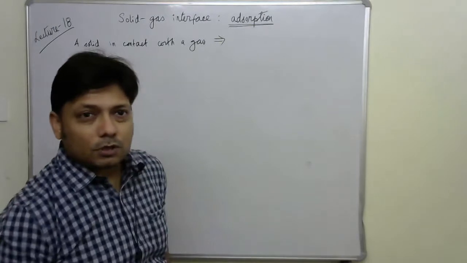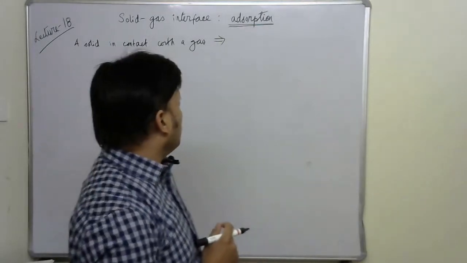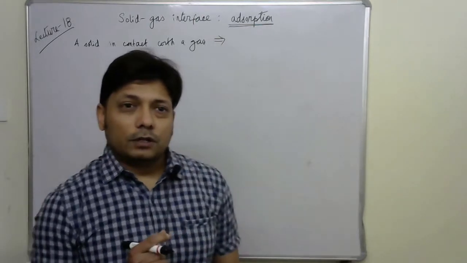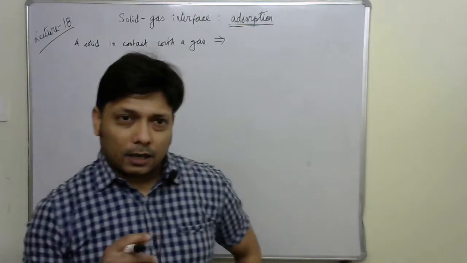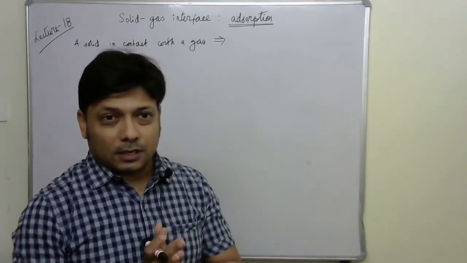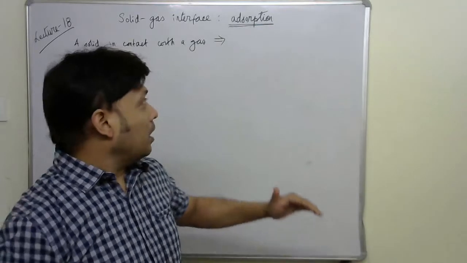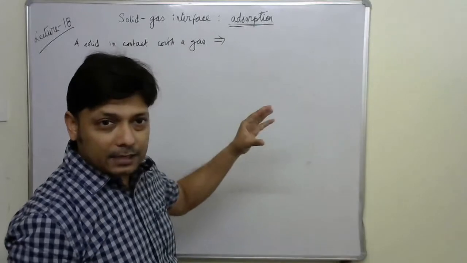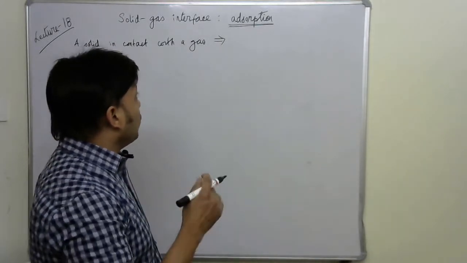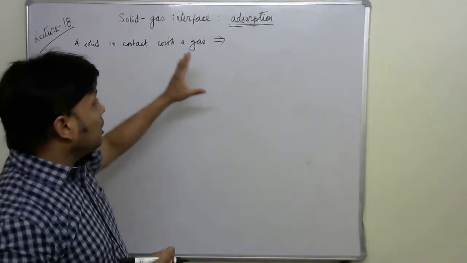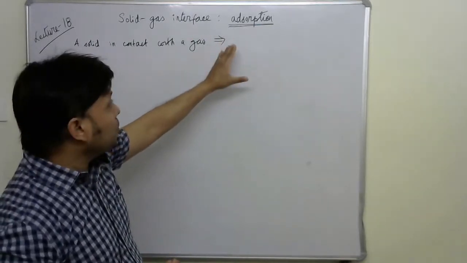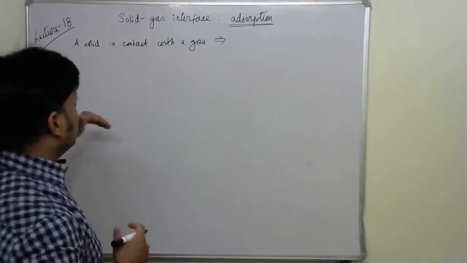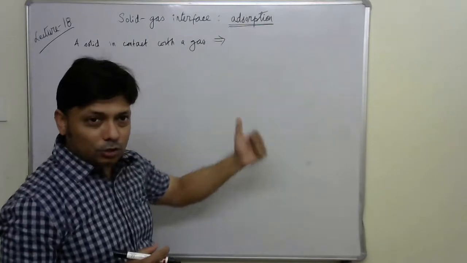When we talk about the solid gas interface, the most important phenomenon that appears is the process called adsorption. Remember, adsorption is also the rate determining step of heterogeneous kinetics, heterogeneous catalysis, meaning the catalytic reaction involving solid and liquid or solid and gas. Mainly the solid gas heterogeneous catalysis goes through the adsorption process, and that adsorption determines the rate of the catalytic reaction.